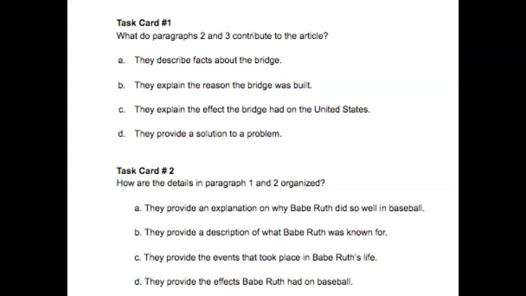So for the first article that we read, it says task card 1. So that's our first article. What do paragraphs 2 and 3 contribute to the article? So we know that it's description, and it was describing facts and information. So we're going to see which of these matches. So we're going to go back and reread paragraphs 2 and 3.